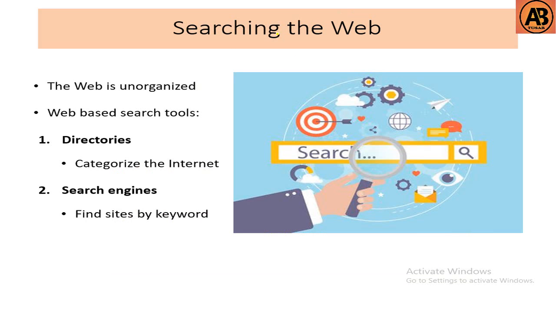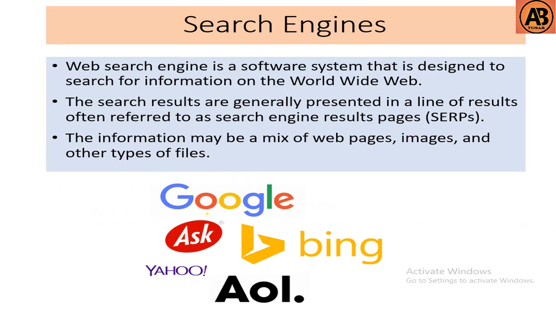Then searching the web. The web is unorganized. Web-based search tools are of two types: directories and search engines. Directories means categorizing the internet, and search engines find sites by keyword. Here you can see the search engines.